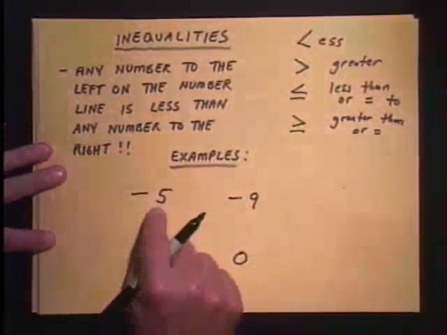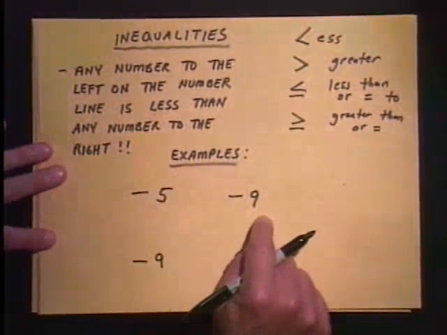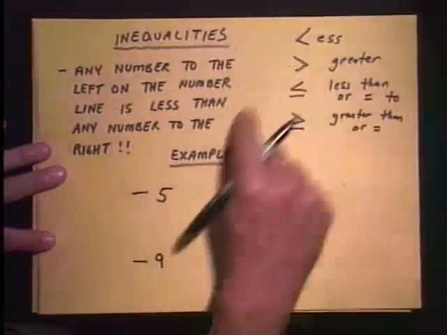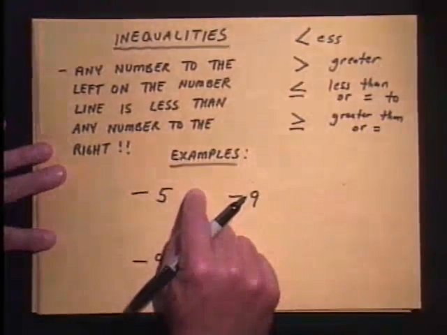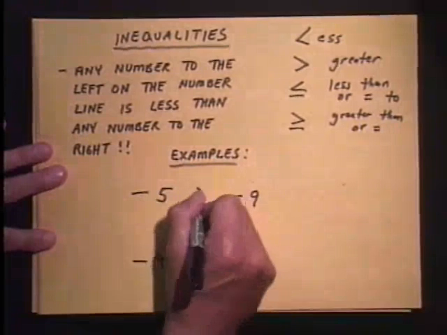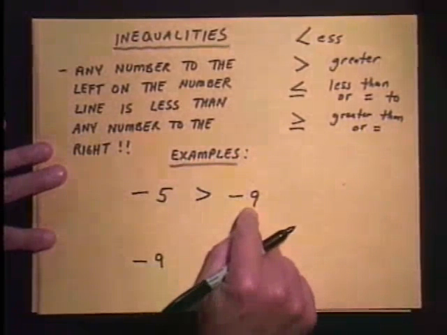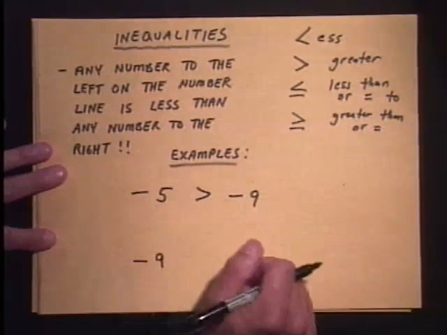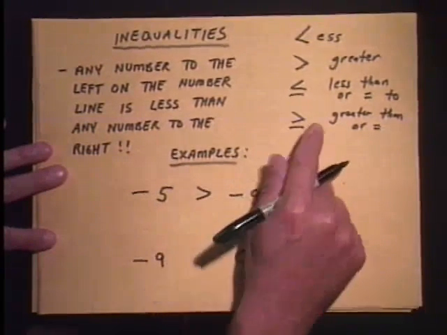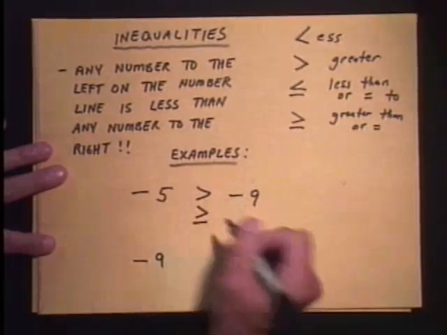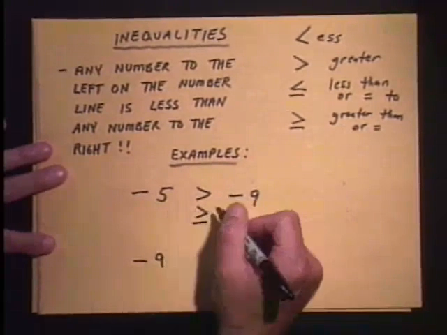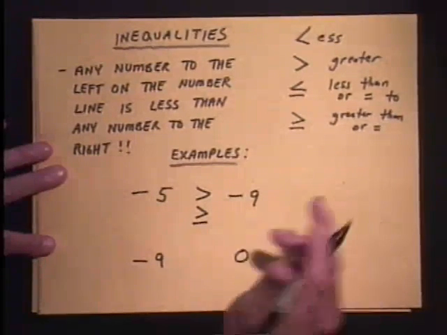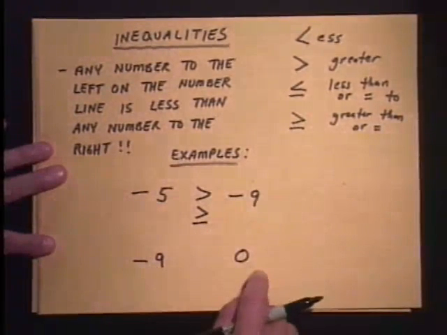-5 compared to -9, excuse me. Would I put less than in there? No. -5 would be greater than -9 because it is to the what? It's to the right on the number line. Negative 9 would be to the left. Or you could use the connector also greater than or equal to. Negative 5 is greater than or equal to negative 9. It's greater than.